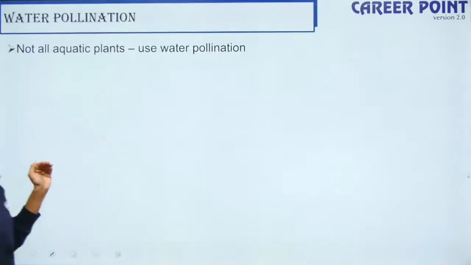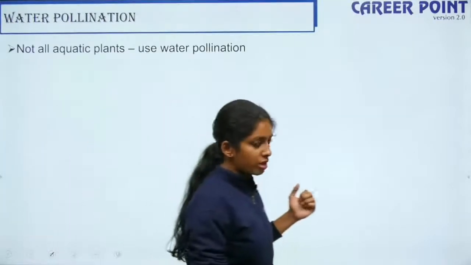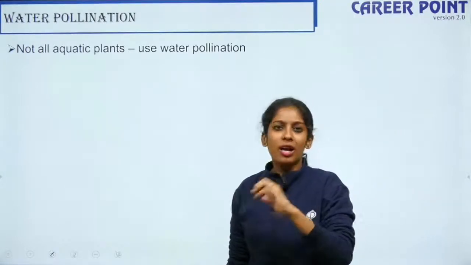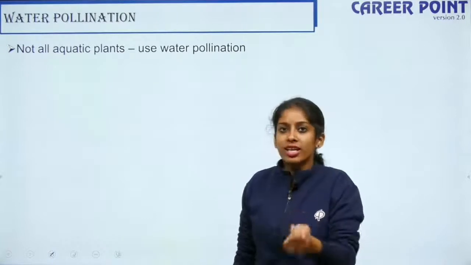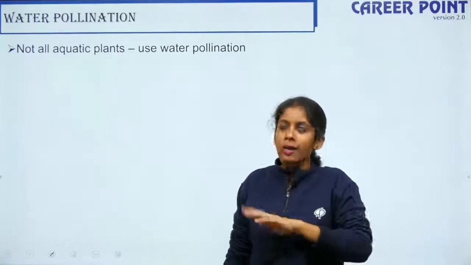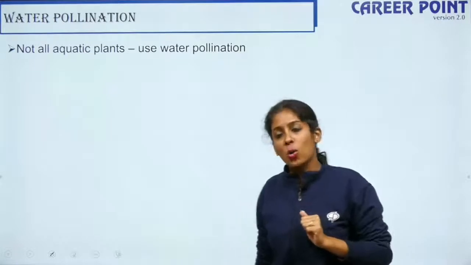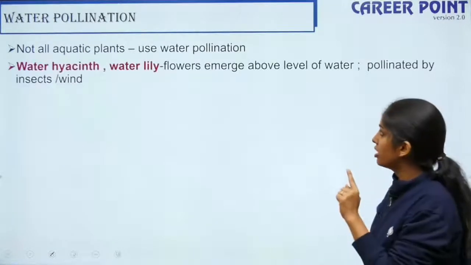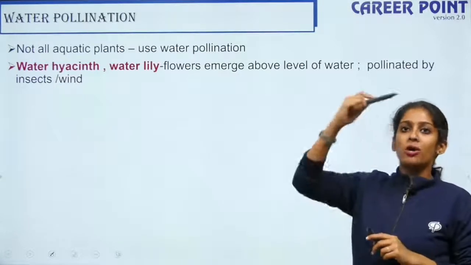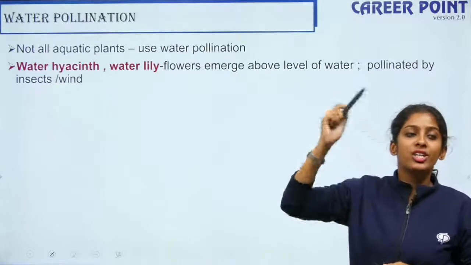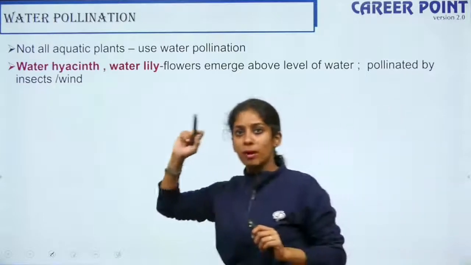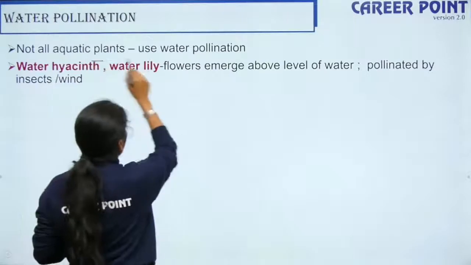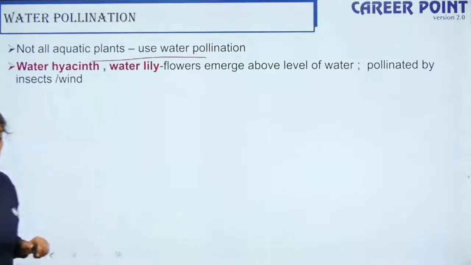Okay, so not all aquatic plants use water pollination. When I say water pollination, logically what comes to the brain? That all the aquatic plants will need water pollination because they are near water or in water, right? But not necessarily. Water hyacinth and water lily, the flowers emerge above the level of water, and here pollination happens by either insects or by wind. They do not pollinate by water. So once again, not all aquatic plants use water pollination.